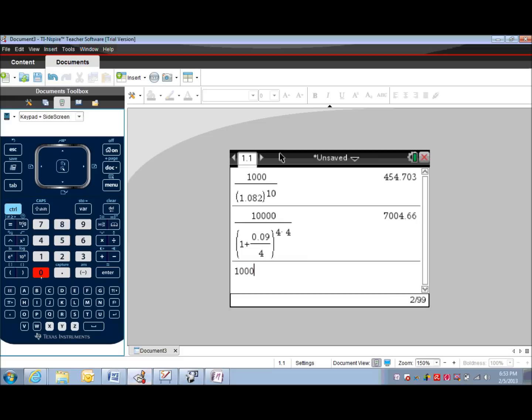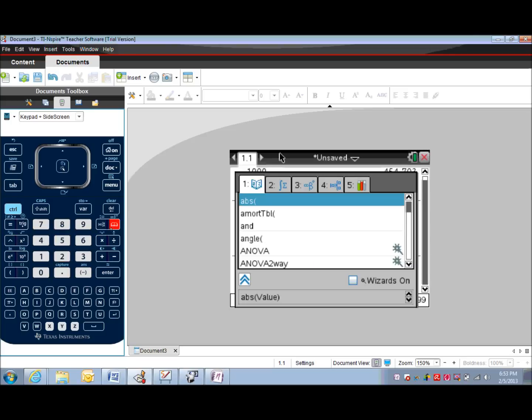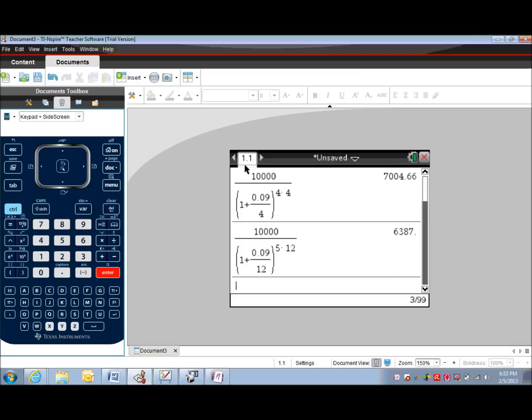we get 10,000 divided by 1 plus, control divide for a fraction, 0.09 divided by 12. Get outside of the parentheses using the right arrow button. Use the little caret button to get an exponent, and it's 5 times 12. Whoops, hit the wrong button. 5 times 12. And you should get $6,387 as your initial amount invested.